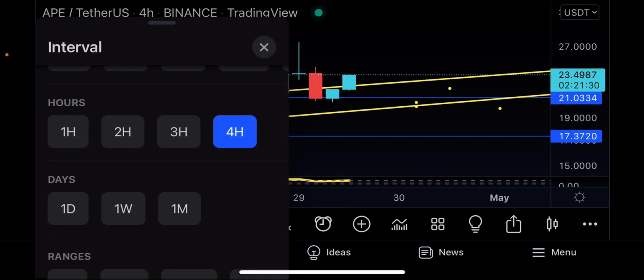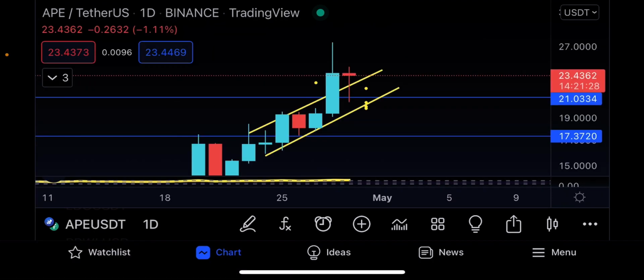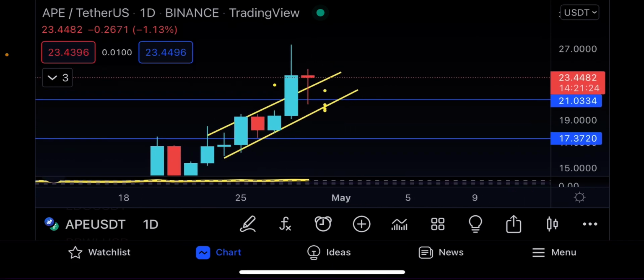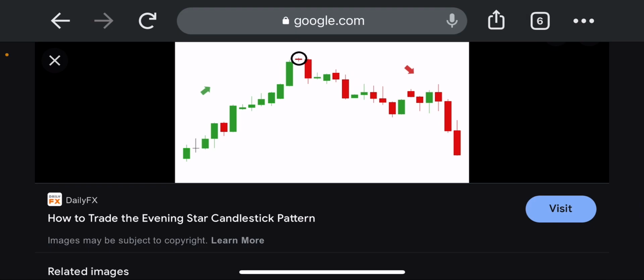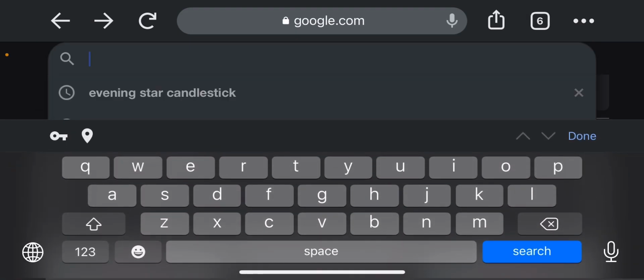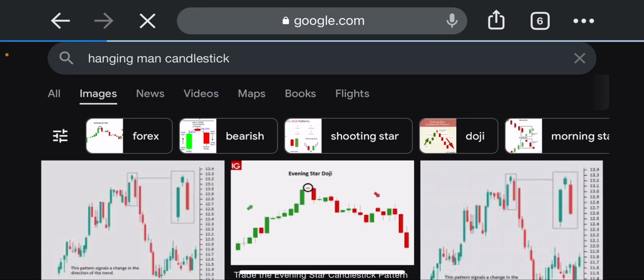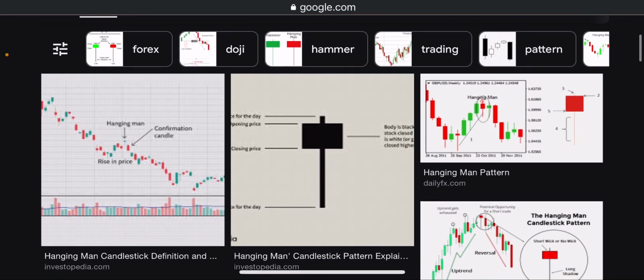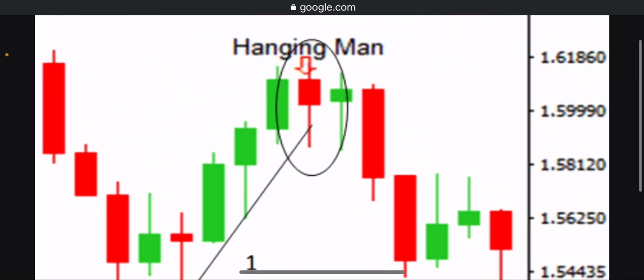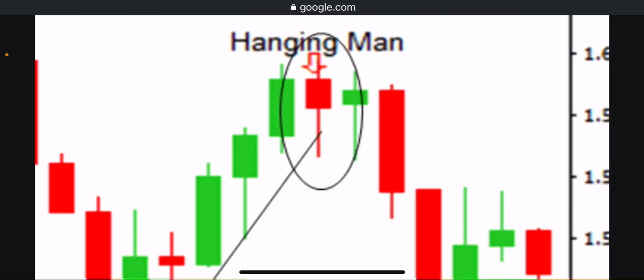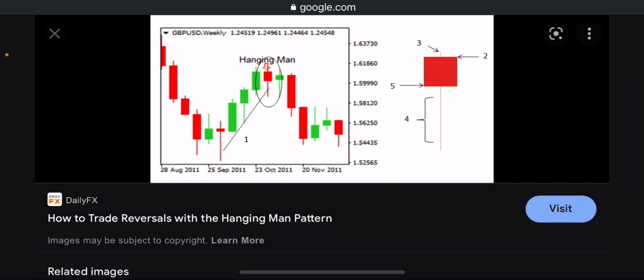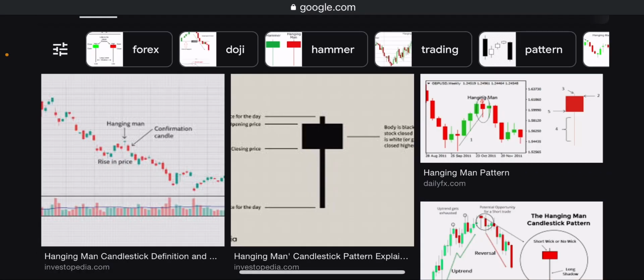So let's go on to the daily and let's look how the daily looks like. Yeah, so be careful on the daily, you might end up making a hanging man. If you don't know what a hanging man looks like, again, let's go to the Google and let's do a hanging man. And this is a bearish pattern that you must be careful of. So this is how it looks like. Do you see that? You make some nice good green candles, and then you make one red candle which is hanging, like a hanging man, potentially. That's what it means.